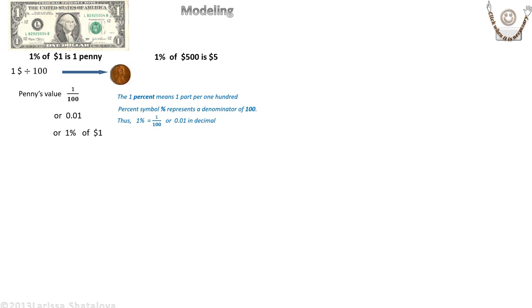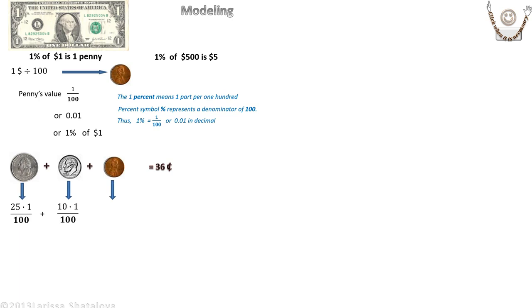Now, a real-life situation in the store. You have a quarter, dime, and penny. You can add, and the total value is 36 cents. You know that a quarter is worth 25 pennies, and a dime is worth 10 pennies. So, we can show their total value using 3 equivalent types of notation: fractions, decimal, and percent.